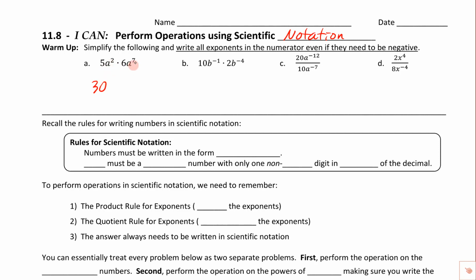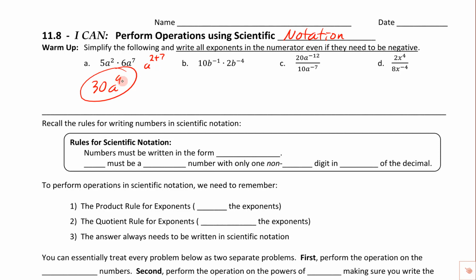We've got a to the second times a to the seventh. Technically the rule says that because they have the same base, we're going to add those together. If I've got 2 here and 7 here, then I've got 9 of them all together. So we want to go ahead and write down that answer. Either way you want to think of it is fine. And then let's take a look at the next one.